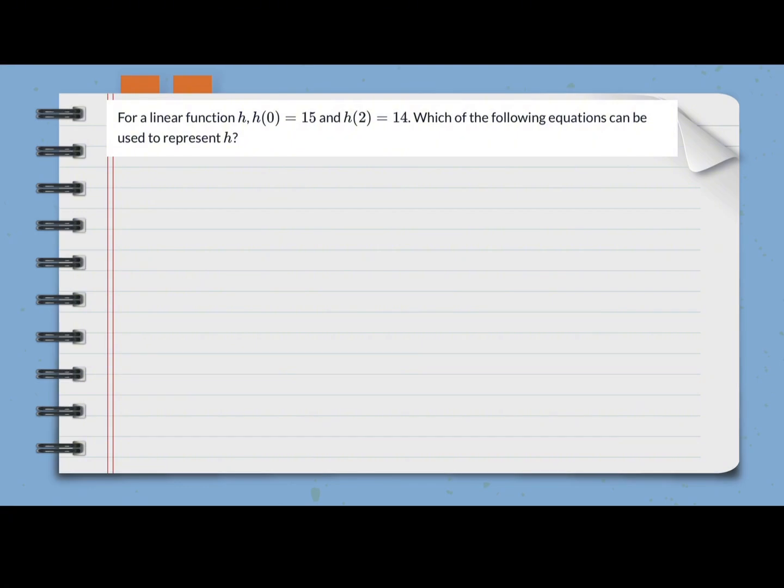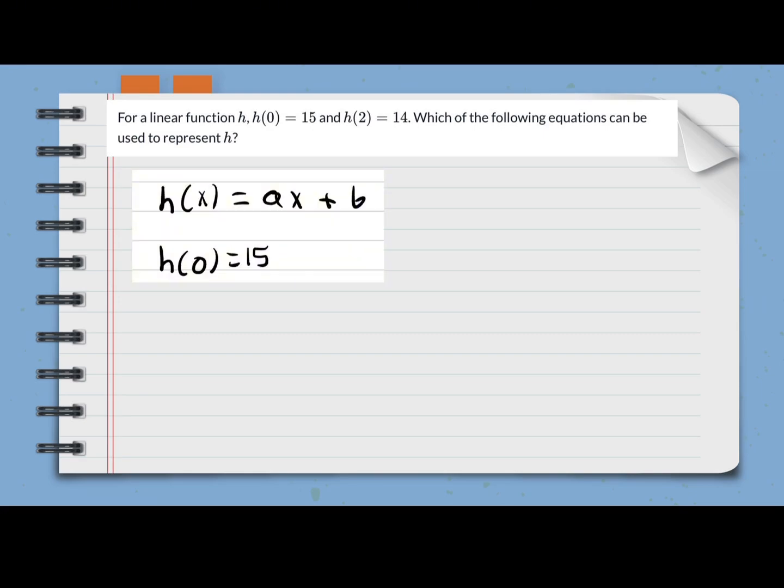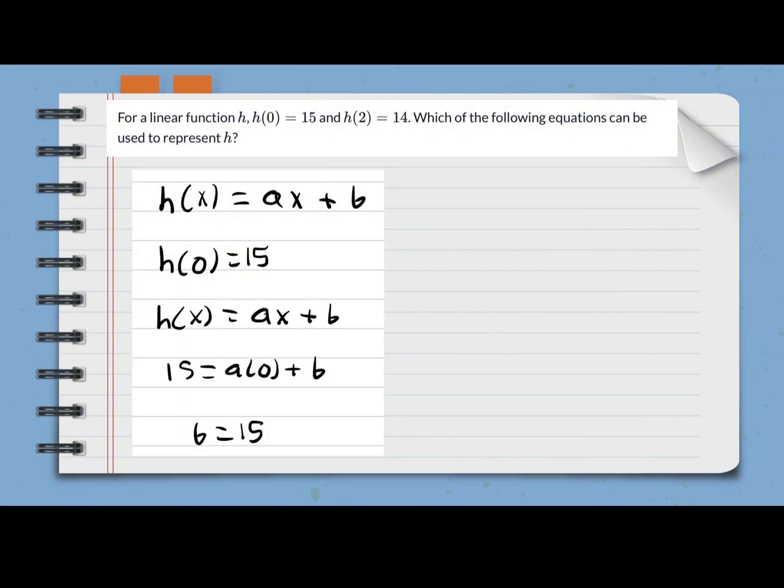Now, we don't have an exact formula to use, so we can use a and b as constants for now and just figure it out from there. So we can use h of x, which represents y, and then a of x. A would represent m, and b, which represents b. So h of 0 equals 15. So we can just plug that in. So we have h of 0 equals 15, and then we plug in 0 into x, and we end up with b equals 15.